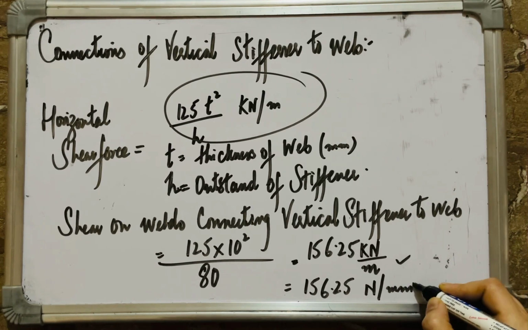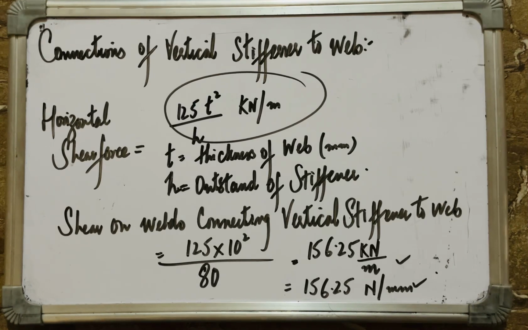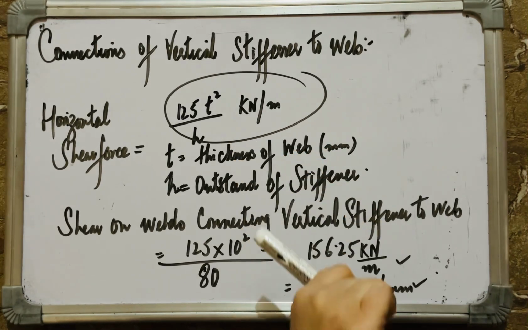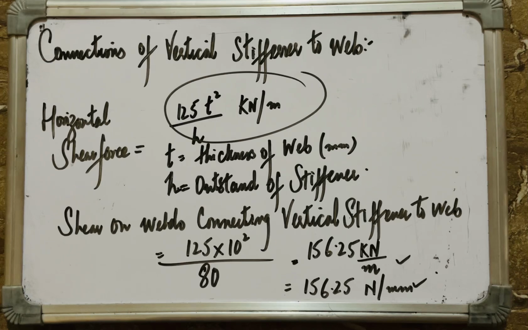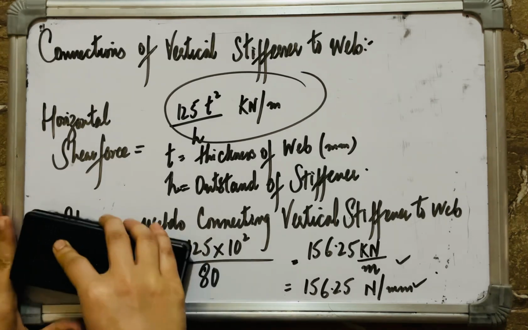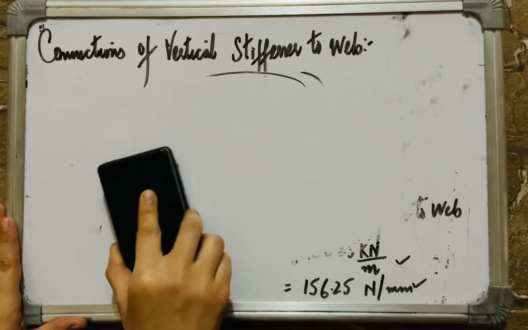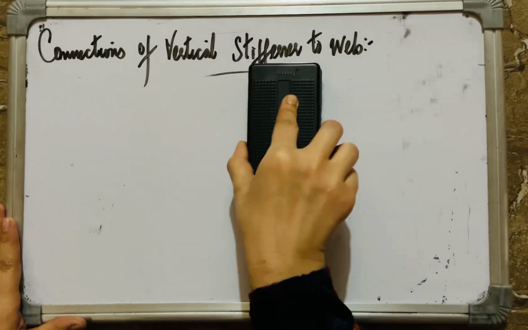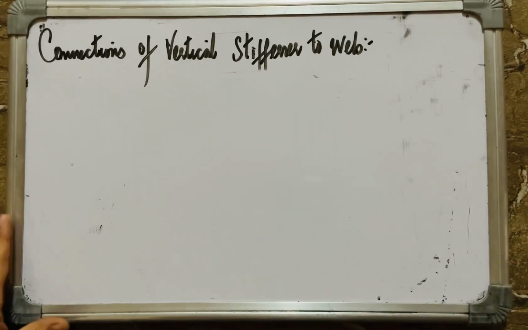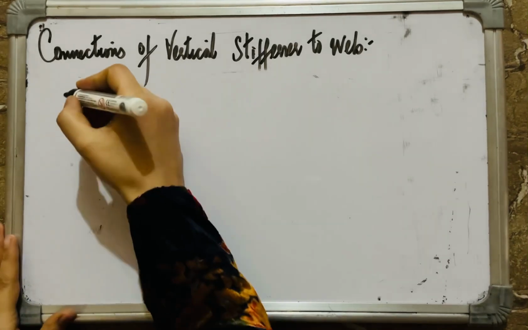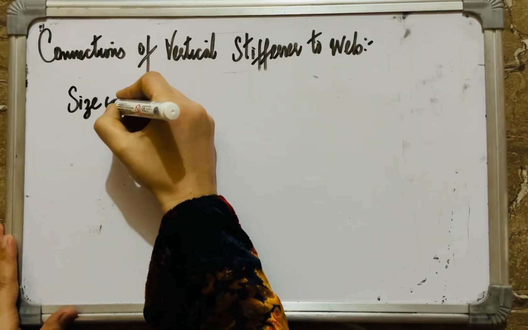So the connection of the vertical stiffener to web is designed to resist a horizontal shear force of not less than this. And by calculation, our shear on the welds connecting our vertical stiffener to web is 156.25 Newton per mm. So accordingly, we have to see what size of weld we have to provide. Size of weld.